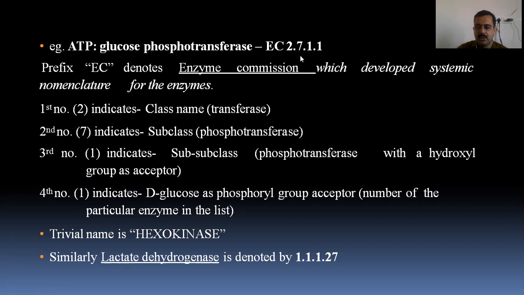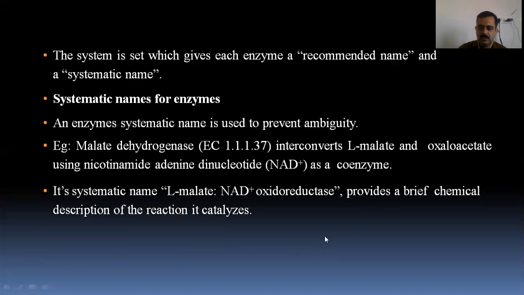Now, the fourth number, 1, indicates D-glucose as the phosphoryl group acceptor, the number of the particular enzyme in the list. The trivial name is hexokinase, one of the best known enzymes of this class. Similarly, lactate dehydrogenase is denoted by 1.1.1.27. So 1 is the class, the second is the subclass, the third is the sub-subclass, and the last, 27, indicates the acceptor or donation of an electron.